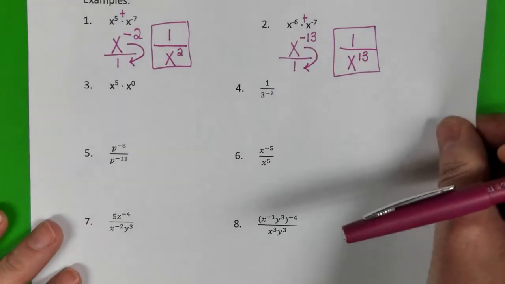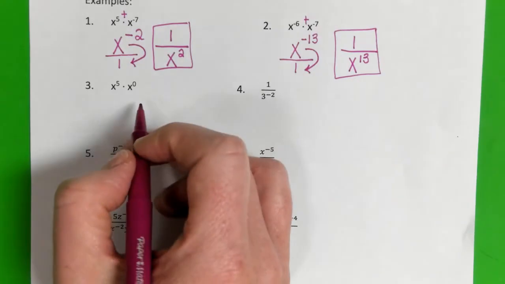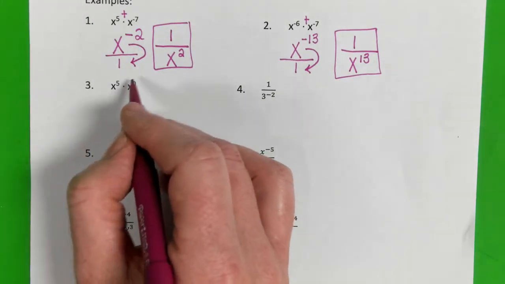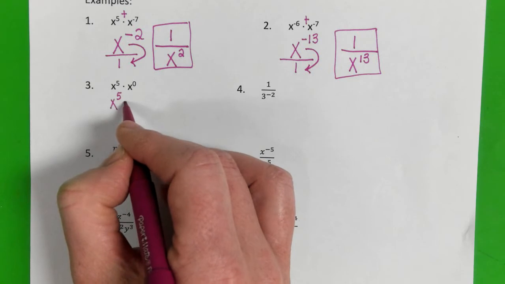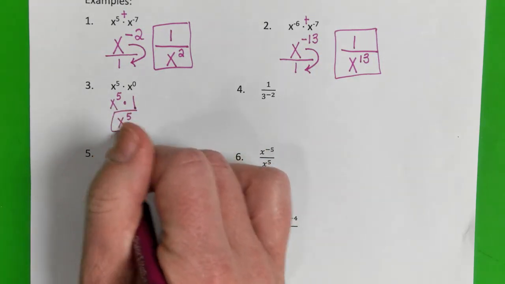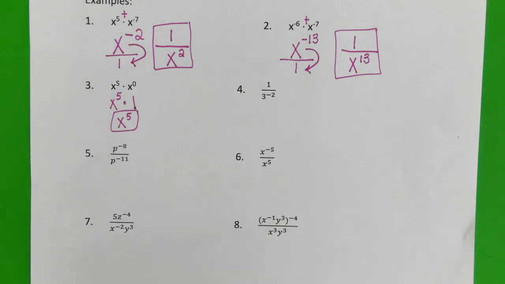Okay, let's look at number 3. There are a couple of different ways we can think about this. We can add the exponents, or we can just think, well, x to the 0 power is 1, and x to the 5th times 1 is just x to the 5th. Either way, that's how we're going to get it.